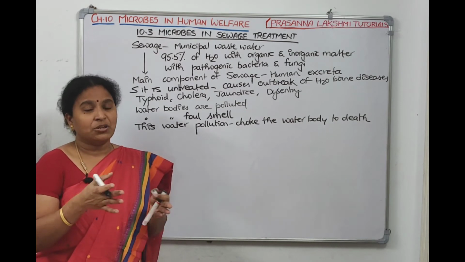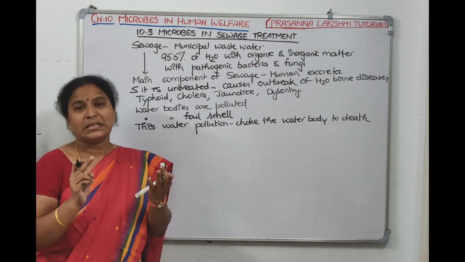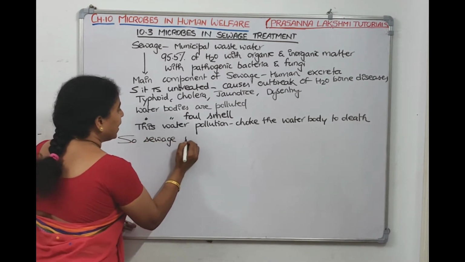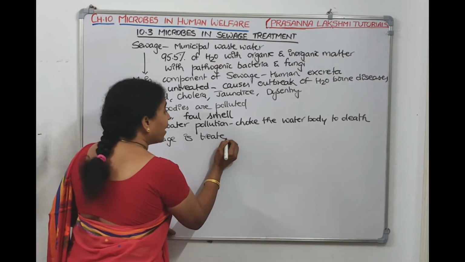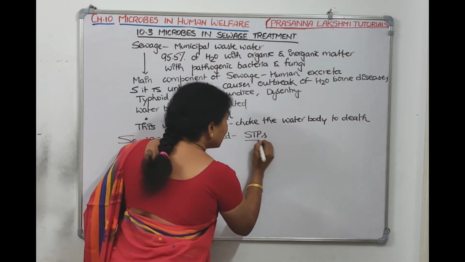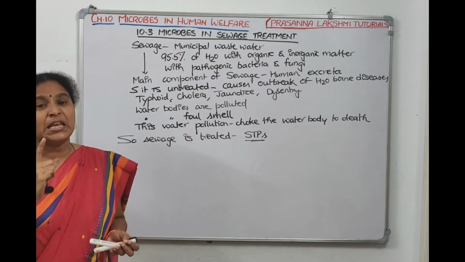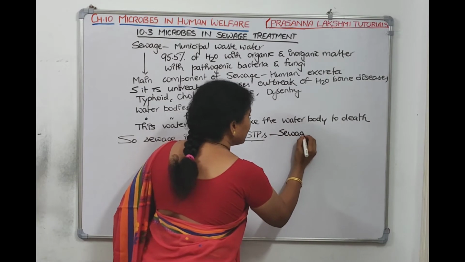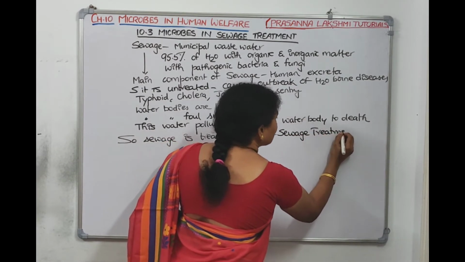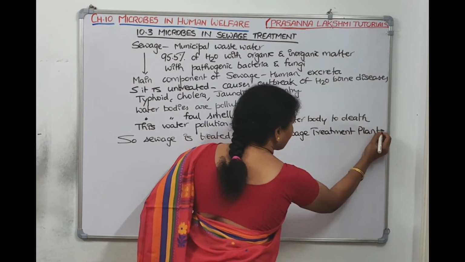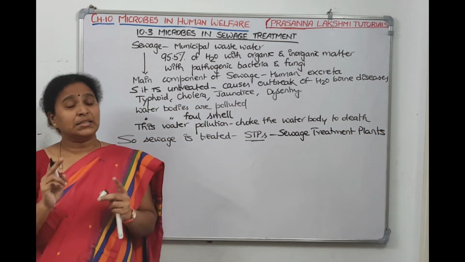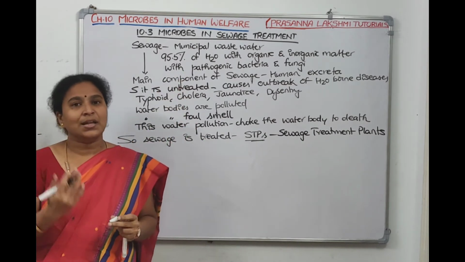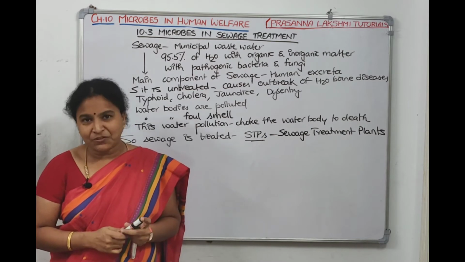Where will we treat the sewage? In a particular plant which is called STP, sewage treatment plants. So the sewage is treated in STPs. What do you mean by STPs? Sewage treatment plants. We treat the sewage in sewage treatment plants. Understood till here? Now, this is the introduction to sewage. Take a screenshot, then we will talk about the steps of sewage treatment.